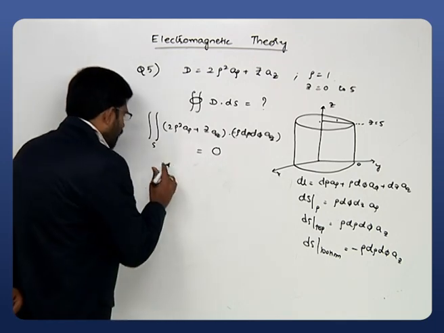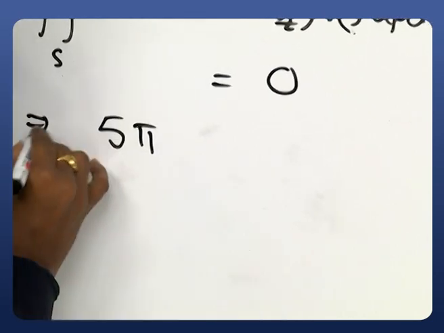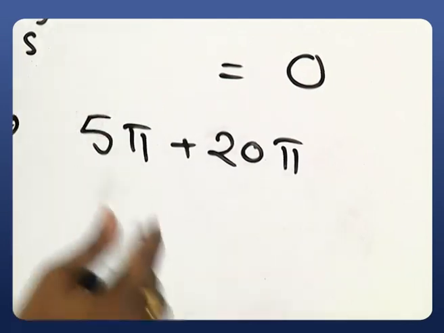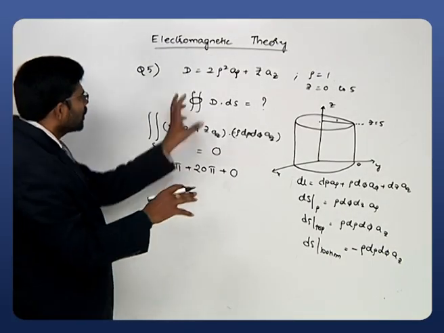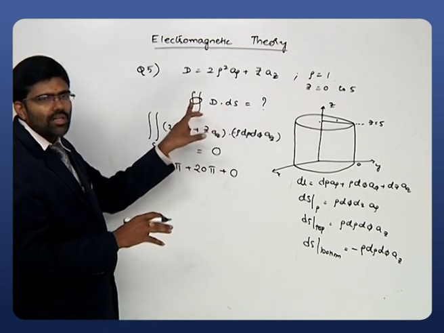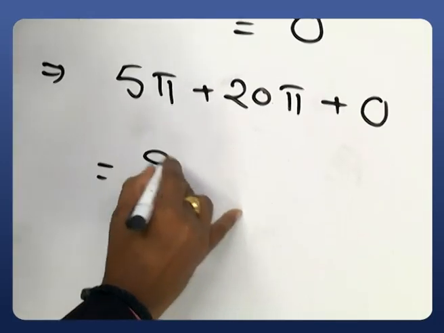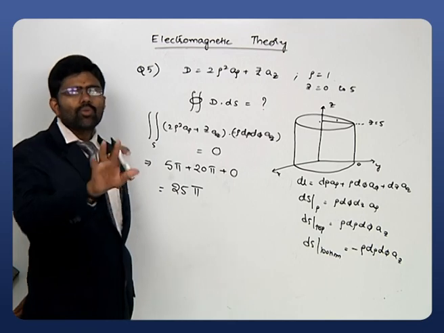For the top surface, what we get is 5 pi. For the curved surface, what we get is 20 pi. And for the bottom surface, what we get is 0. So now the total quantity which is leaving that particular closed surface, the closed surface integral of D dot dS, is 25 pi. So this is the answer you have to write there.